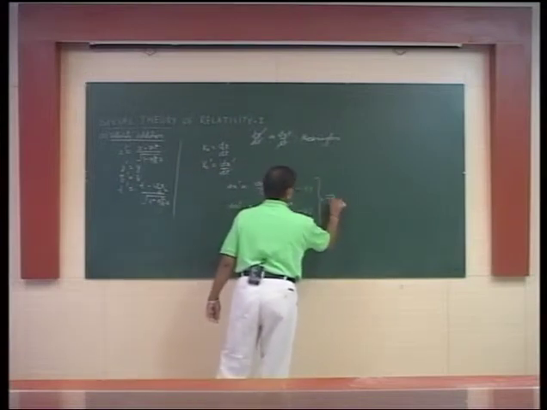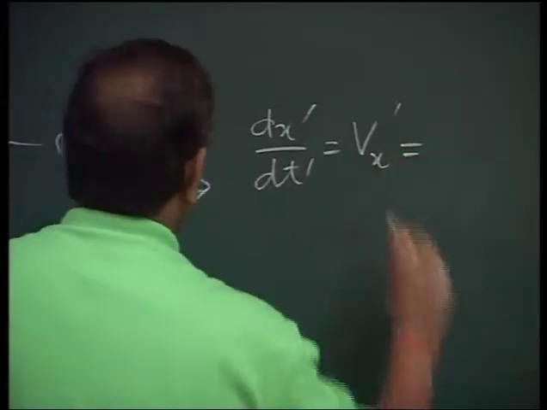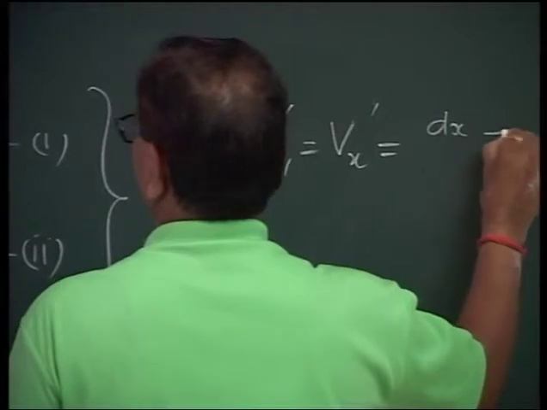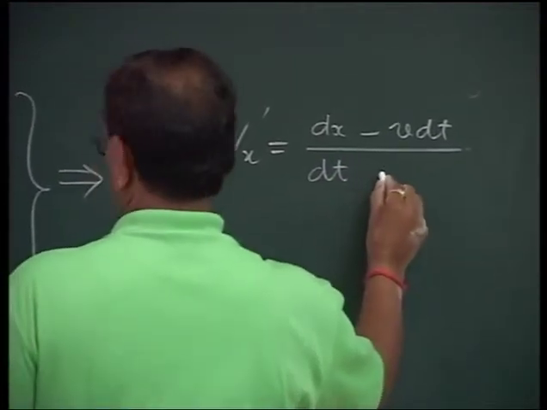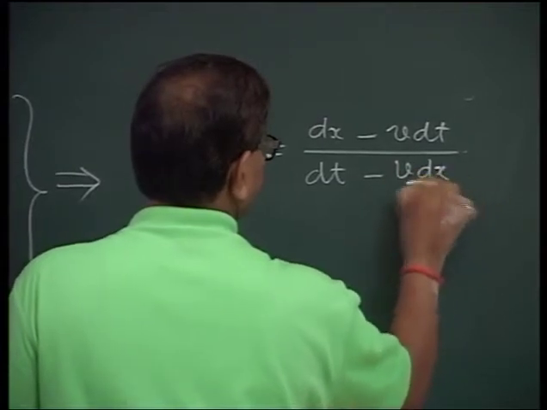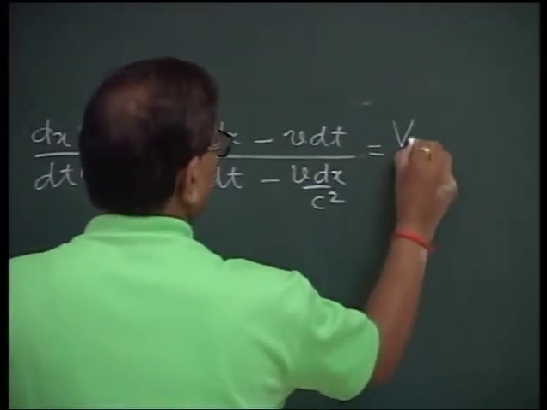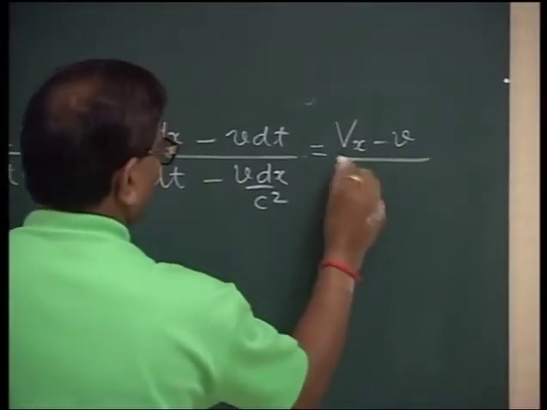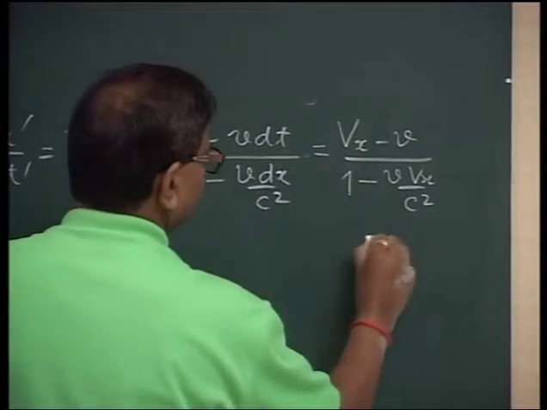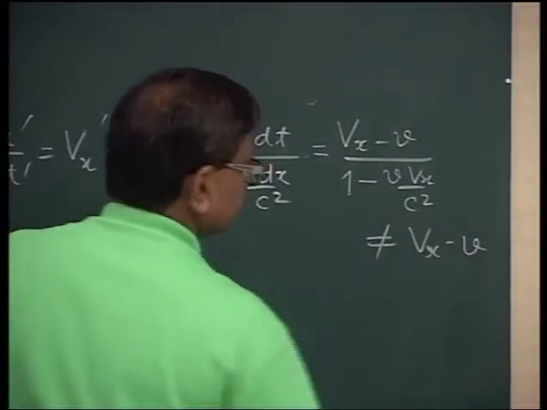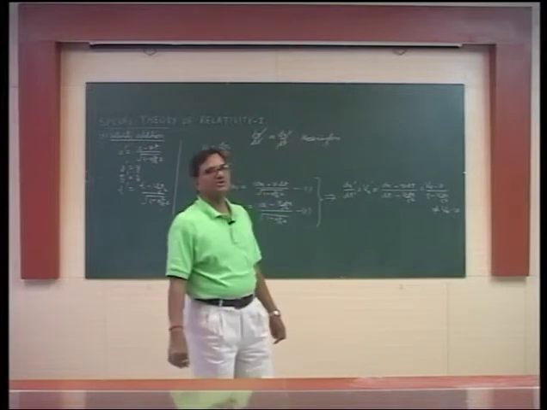This will give me dx dash by dt dash, that means vx dash will be equal to dx minus v dt divided by dt minus v dx by c square. Dividing this by dt in the numerator and denominator will give me vx minus v upon 1 minus v vx by c square. This is not equal to vx minus v. See, the classical law of velocity addition, that means Galilean addition of velocity, is untrue relativistically.